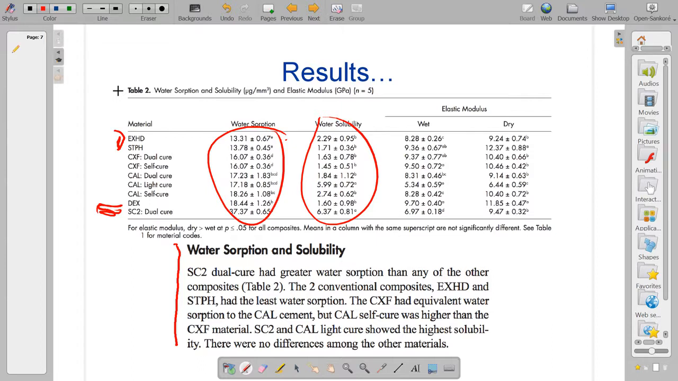SC2 and CAL, like cured, showed the highest solubility. There were no differences among the other materials. So that statement of no differences presumably is based on the statistical significance of their analyses using the ANOVA and Tukey test. So it would probably be helpful to actually know what these things are and what they do and when we use them.